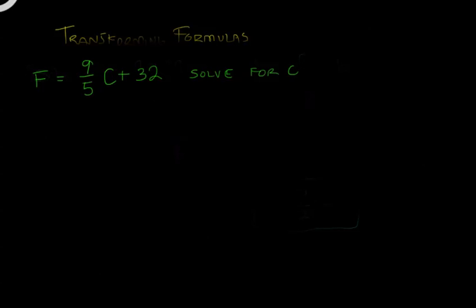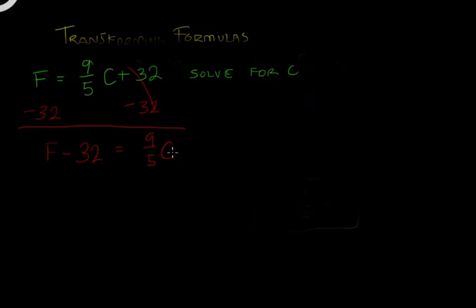All right, so what should we do? Well, let's subtract 32 on both sides. Okay, I see a plus 32, and that seems pretty easy to do. So let's subtract it on both sides first. So I've got F minus 32 equals 9/5 C.